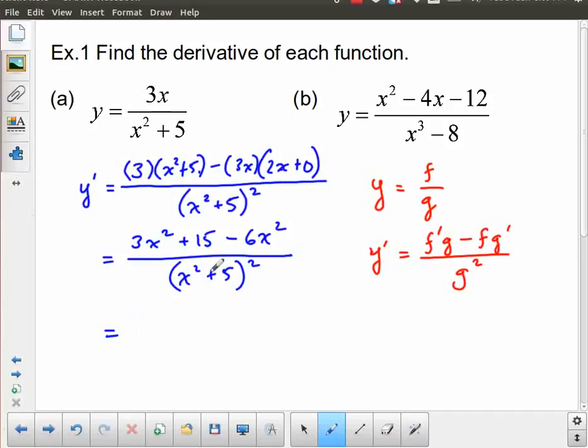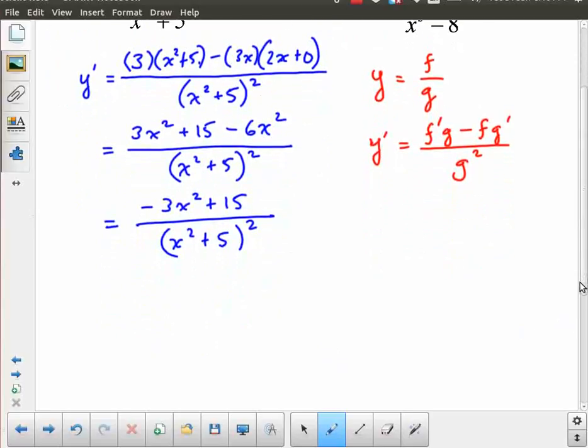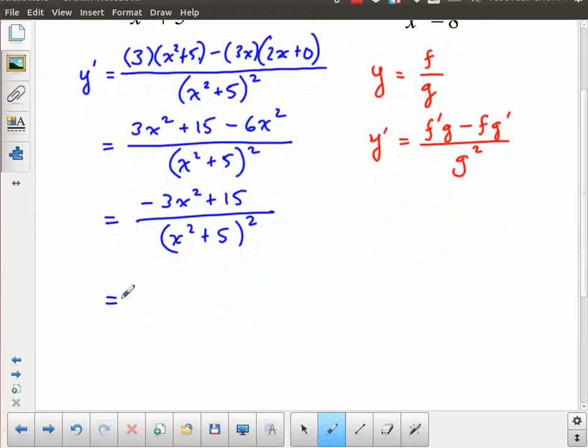And so when I combine these together, I end up with negative 3x squared plus 15 divided by x squared plus 5, all squared. And whenever you do something like this, you do want to make sure that you take a look at this numerator and factor it, just in case you end up with a common factor in the numerator and denominator that you can divide out.